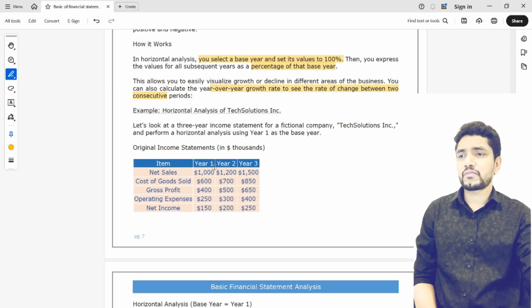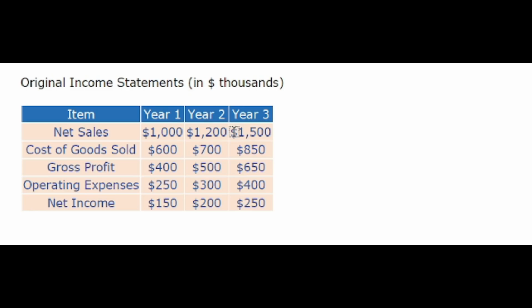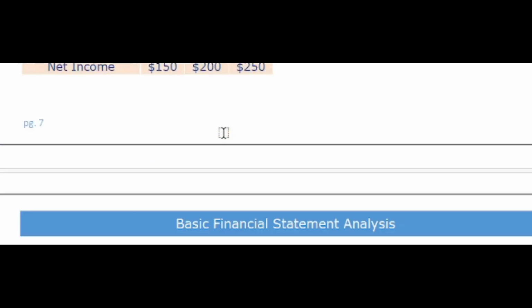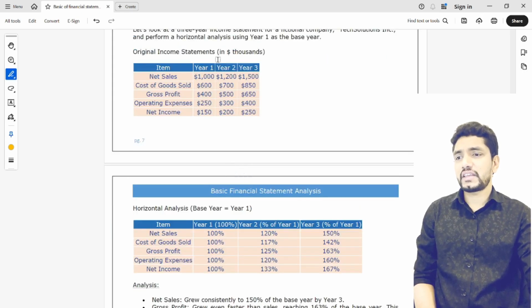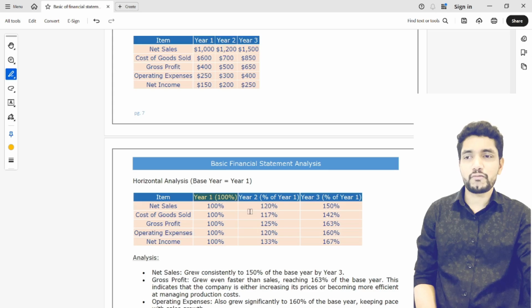This is a 3-year income statement. You can see the net sales, cost of goods sold, gross profit, operating expenses, and net income for years 1, 2, and 3. In this example, you can consider year 1 as your base year. So you have to set it to 100%. You have to fix your first year as the base year, so you make all these values 100%. From that 100%, you can generate the proportions for year 2 and year 3.